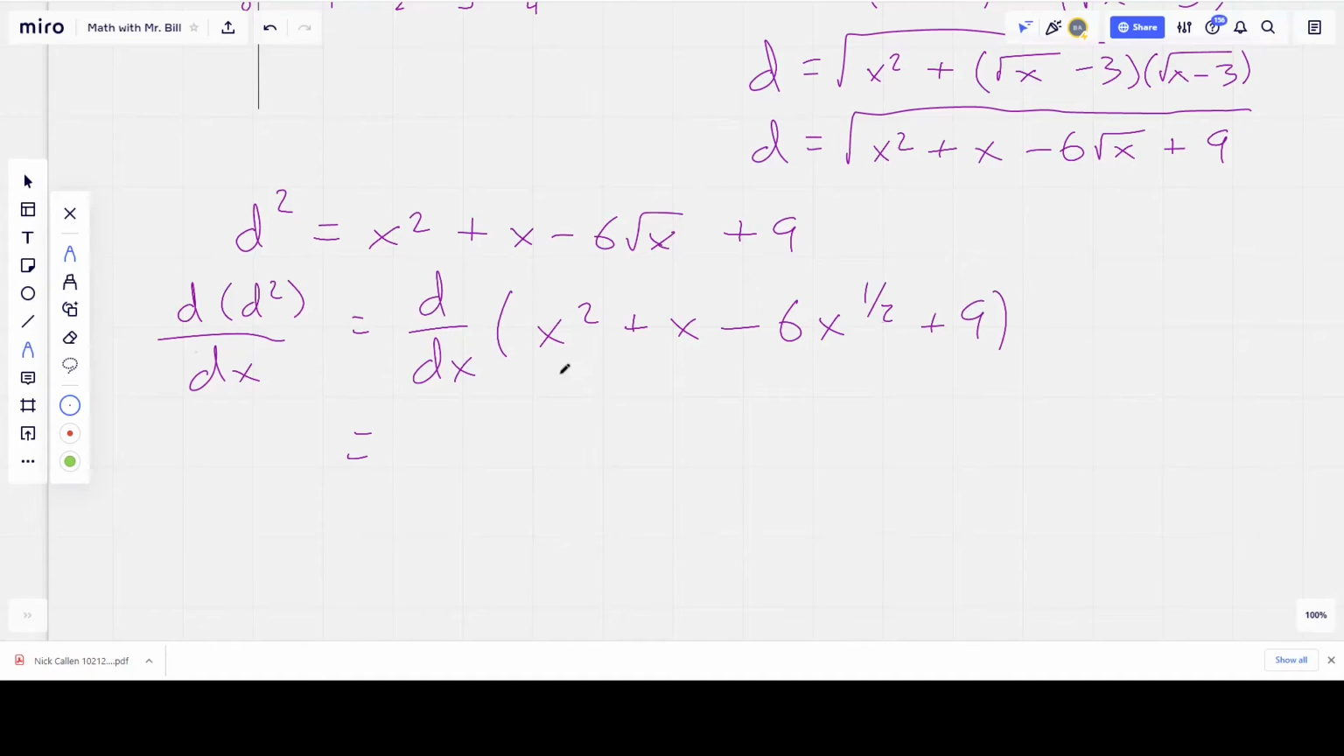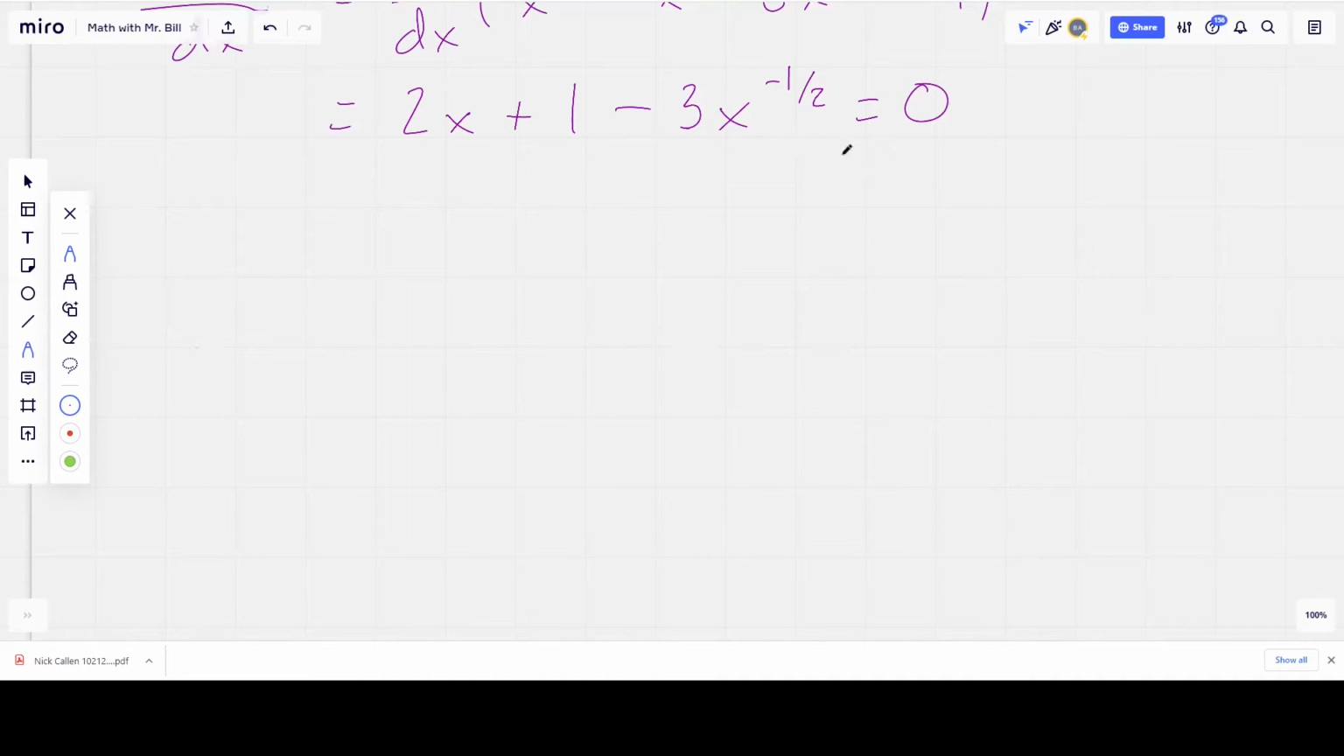Okay, so let's take the derivative. This is just like normal. So 2x plus 1 minus 6 times 1/2, which is 3, times x to the negative 1/2. And plus 9, that's just going to give us 0. So we want to find the critical point of this, and that means we're going to set the derivative equal to 0.